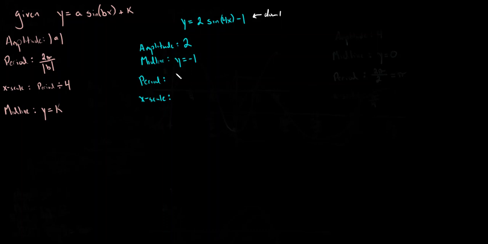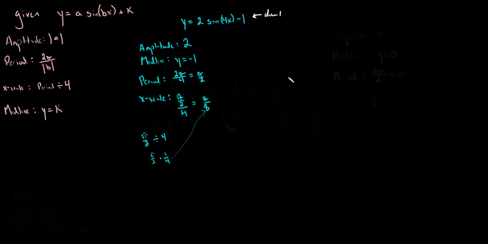Okay, and our period, still 2 pi over the absolute value of b, 2 pi over 4, which becomes pi over 2. And now our x scale, I'm dividing pi over 2 by 4, which is pi over 8. If this trips you up, just think about it this way. You're doing pi over 2 divided by 4, which is the same as doing pi over 2 times 1/4. Remember, when you're dividing by something, it's the same as multiplying by its reciprocal. That's where we get the pi over 8. So don't get tripped up on that basic math.